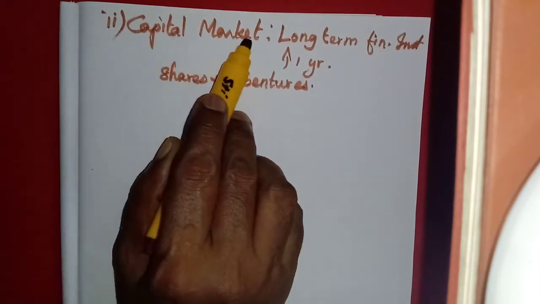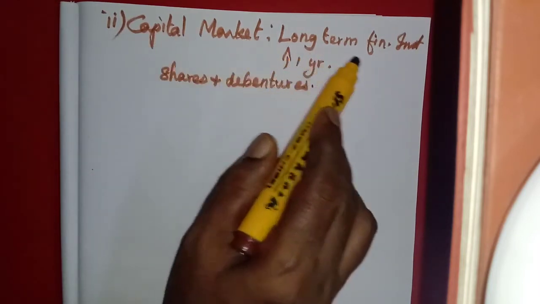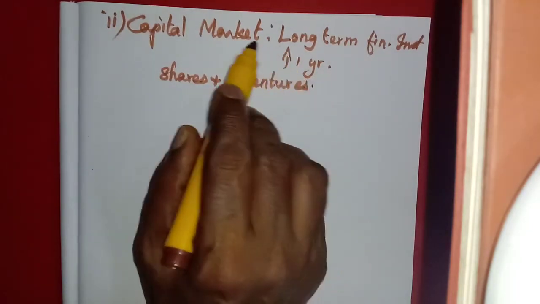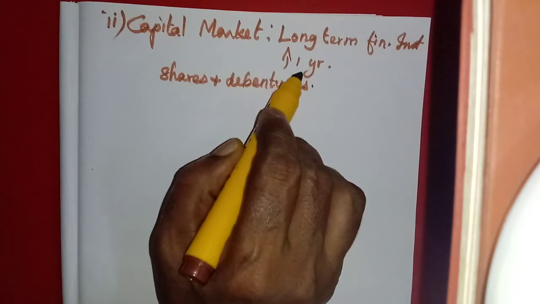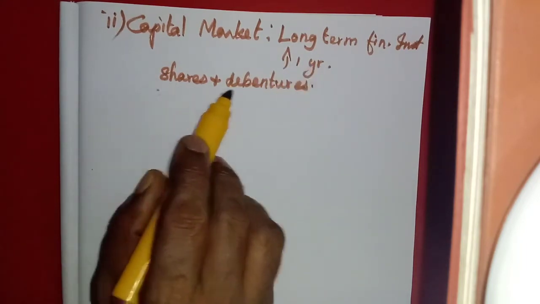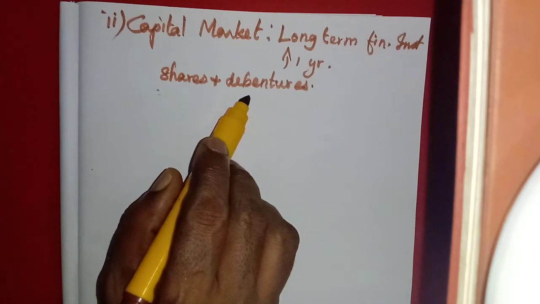But the capital market instruments are also called long-term financial instruments because the maturity period of those financial instruments is more than 1 year. Okay, for example, shares and debentures.